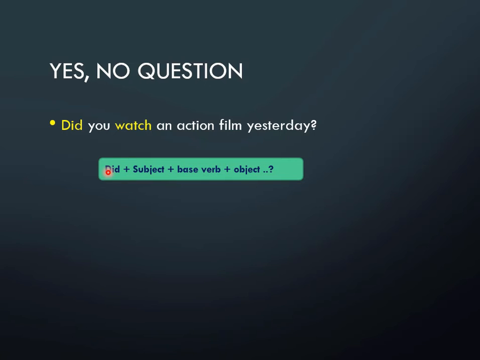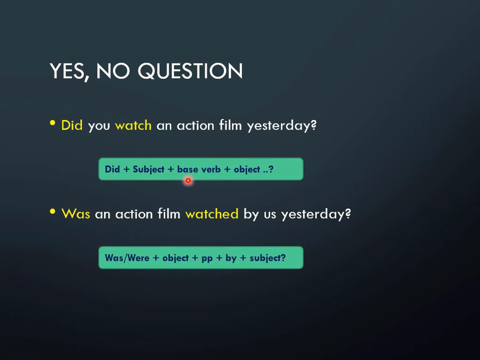We write did, then the subject, base verb, object, like this structure. You should follow this structure if you would like to make a question in the active voice in the past simple. How can we change this question into passive? Look at the example and the rule here.